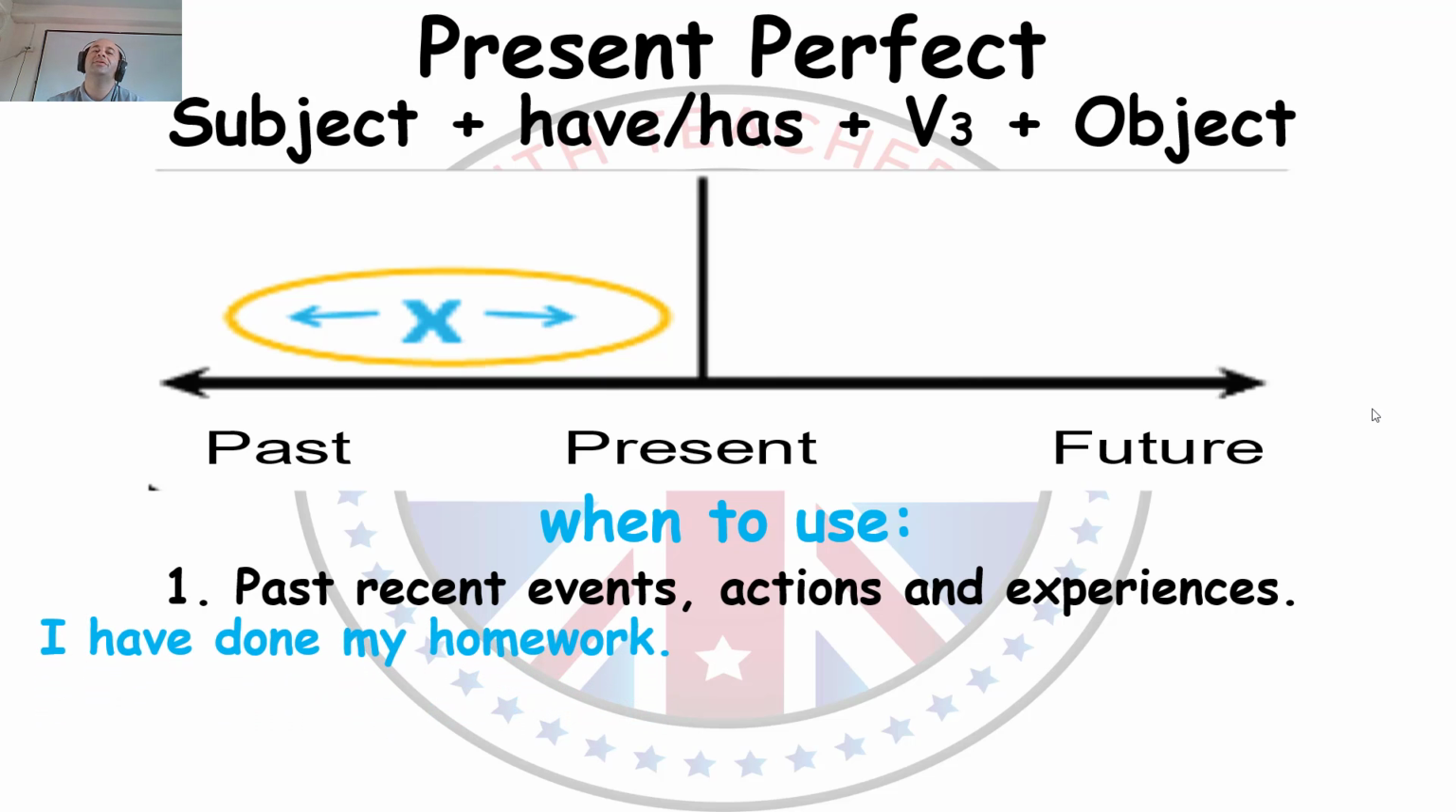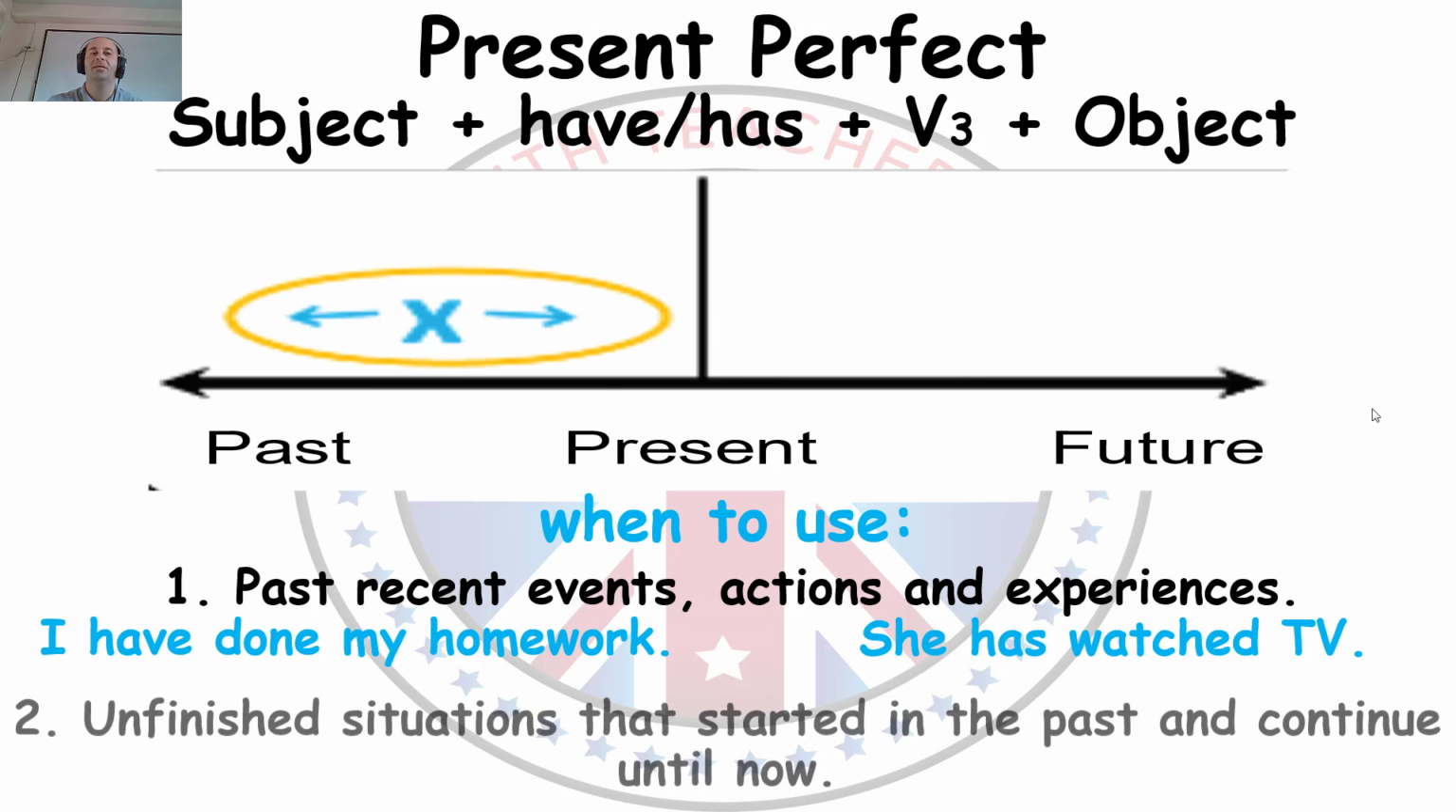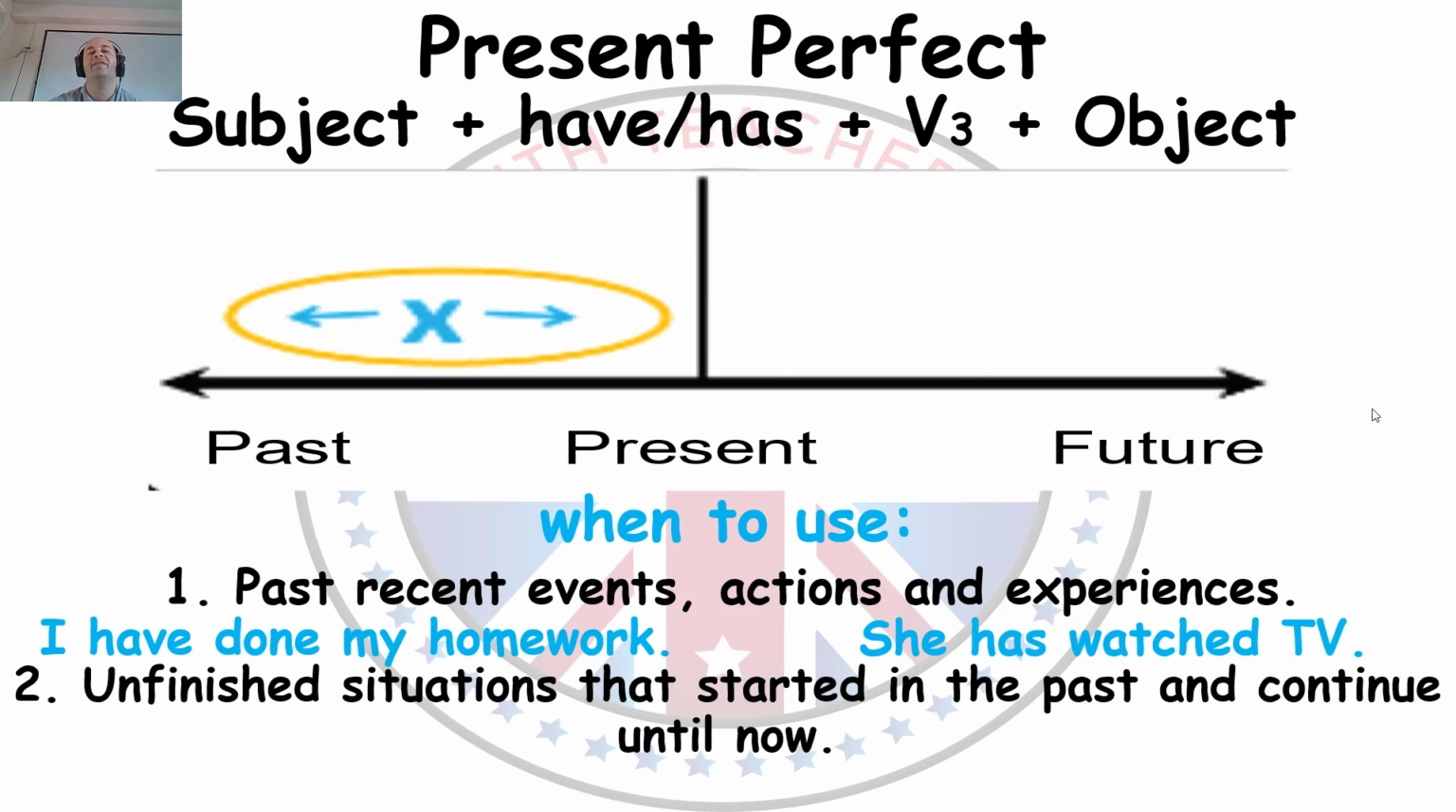And you know, you could say something like, I have done my homework, okay? I have been to a place. I have seen something. She has watched TV, okay? It was an action that happened in the past, but recent, not too long ago, okay? You can also use it for unfinished situations that started in the past and continue until now, okay? It's still ongoing.